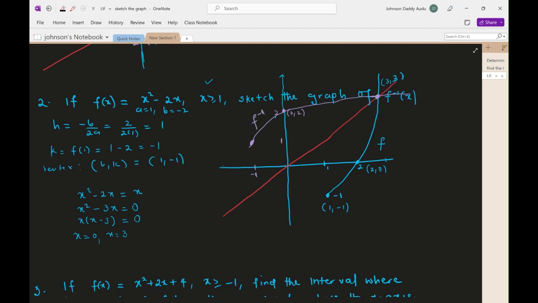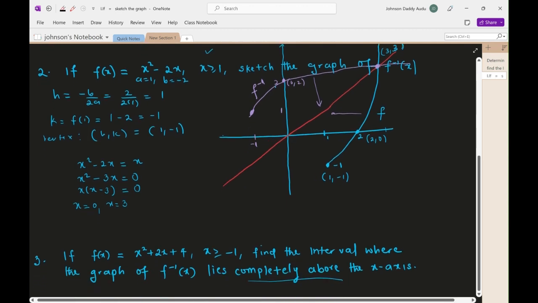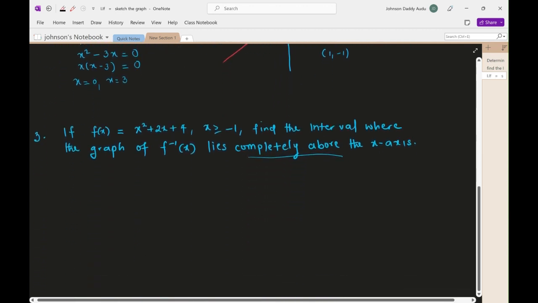So the purple one is the graph of what? F inverse. Okay, and as you can see, the symmetry is there. The distance from here is almost the same thing as the distance from here. So the line y equals x divides it into 2 equal parts. All right, so let's go for the last question.